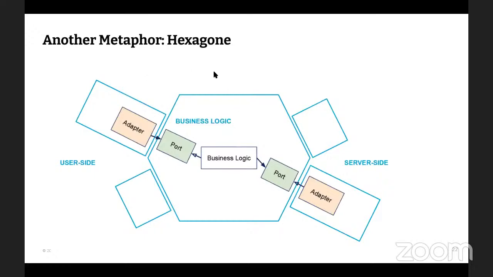Another metaphor, or another way of looking at it, is that all the external dependencies stay outside the hexagon. If we put the hexagon around it, we can see only the business logic is inside and all the external dependencies stay outside, right? And another important thing here is that the port is defined by the business, right? So moving on.